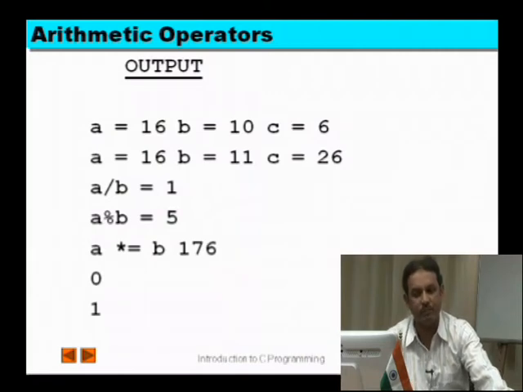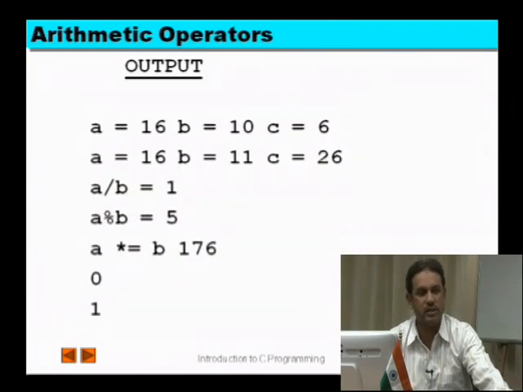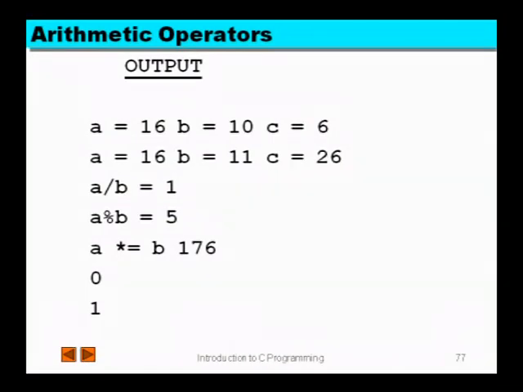a divided by b, so 16 divided by 10, it is integer division, so it is 1. a modulus b, 16 modulus 11, so it is 5. The value of a is 16 multiplied by 11, which becomes 176. And here you have c greater than d, so it is false, so you got the result as 0. But here c less than d, that is 6 less than 26, yes it is true, so you got the result as 1. This is how the expression will be evaluated.